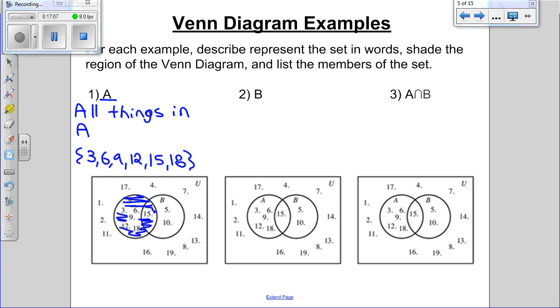All right, number 2, give it a shot on your own. So describe it in words, list all the members, shade the region.